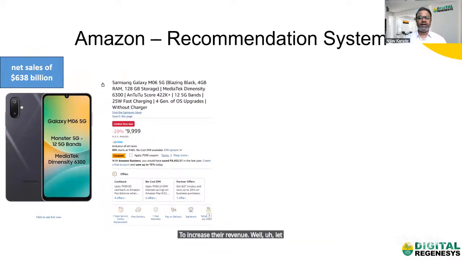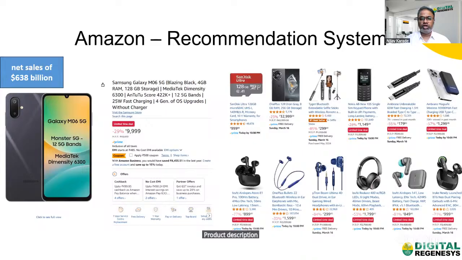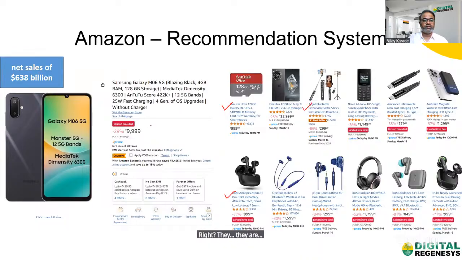Well, let's say I'm searching for a mobile phone on their website, right? Just below that product description page, you will see some more products, like maybe a storage disk, a selfie stick, or maybe headphones. All these recommended products are relevant to this particular mobile phone, right? Maybe this has happened with all of us: our aim was to purchase the main product, but we end up also purchasing one of these recommended products.